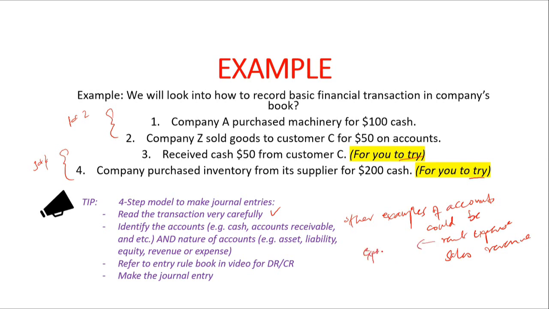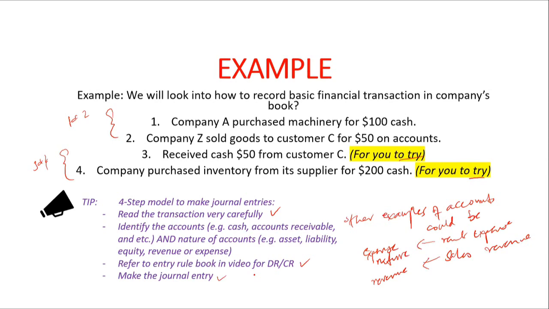So rent expense is an expense nature account. Sales revenue is a revenue nature account. You can look at the rules in the previous slide, and based on that, you would determine whether there's an increase or decrease, whether you need to debit or credit. So you refer to the rule book, and then you make the journal entry.